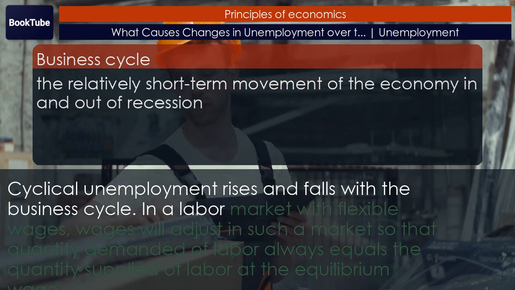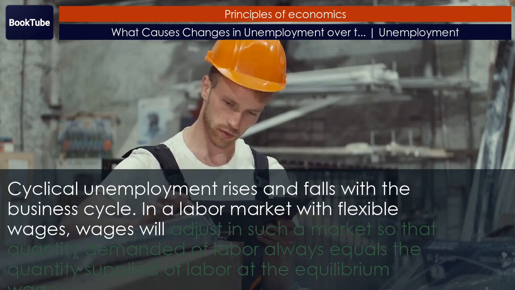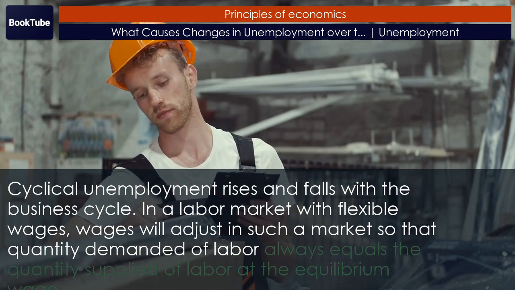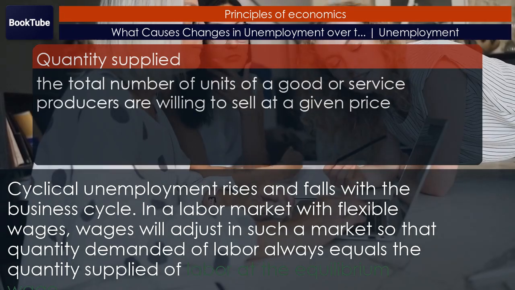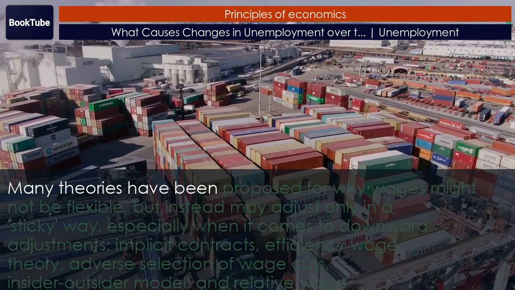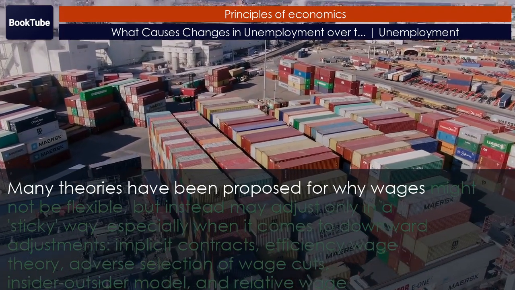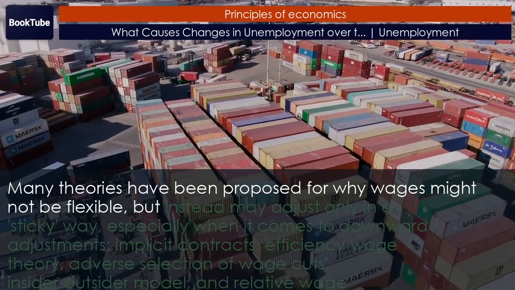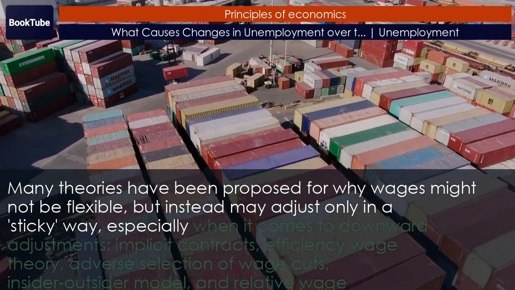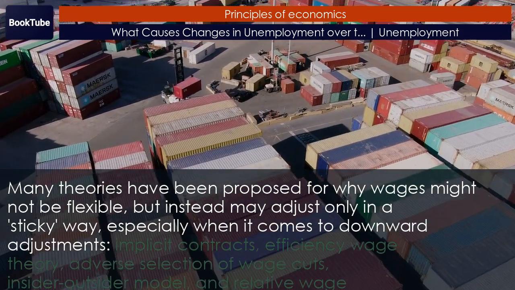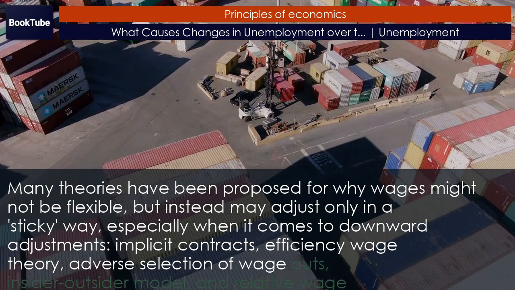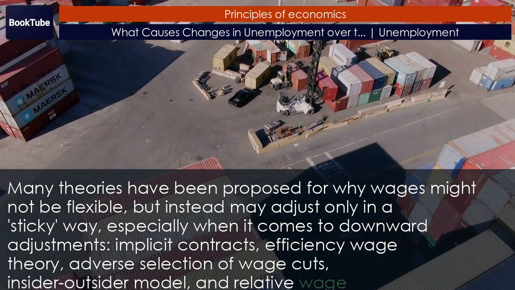In a labor market with flexible wages, wages will adjust in such a market so that quantity demanded of labor always equals the quantity supplied of labor at the equilibrium wage. Many theories have been proposed for why wages might not be flexible, but instead may adjust only in a sticky way, especially when it comes to downward adjustments: implicit contracts, efficiency wage theory, adverse selection of wage cuts, insider-outsider model, and relative wage coordination.